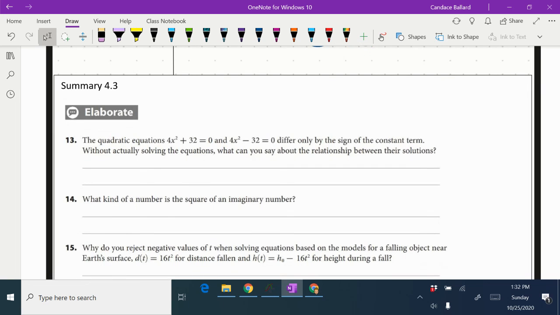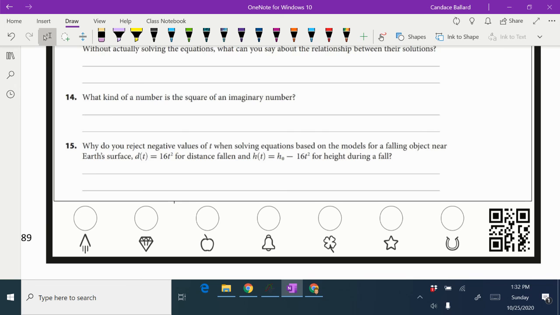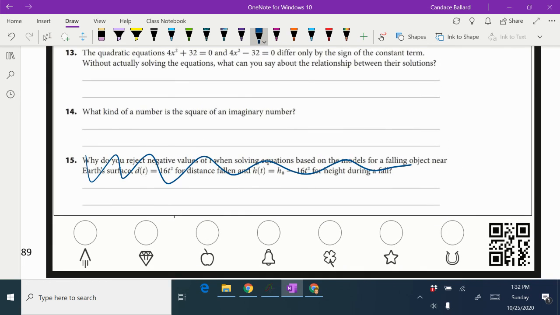I am going to let you know that on this right here, you are not going to do number 15. So you get to skip 15. You can just do 13 and 14. Okay?